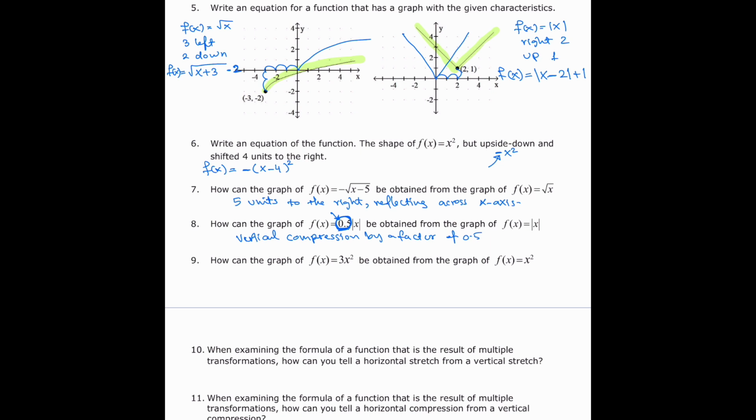How can the graph of f of x equals 3x squared be obtained from the graph f of x equals x squared? Notice how this is a vertical effect also, and because the number is bigger than 1, we're going to say this is a vertical stretch by a factor of 3.